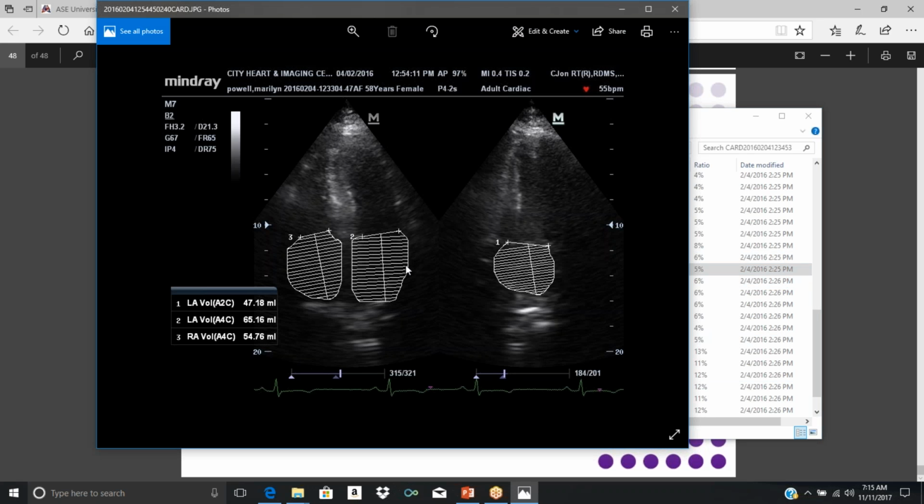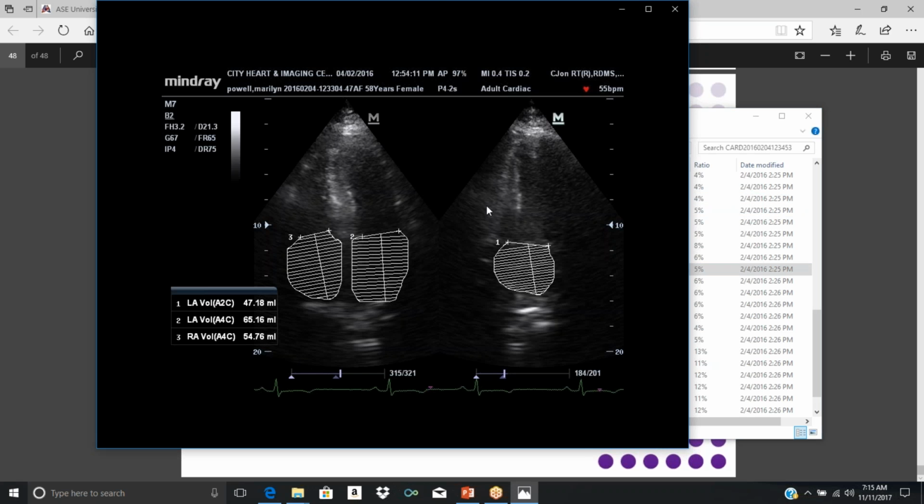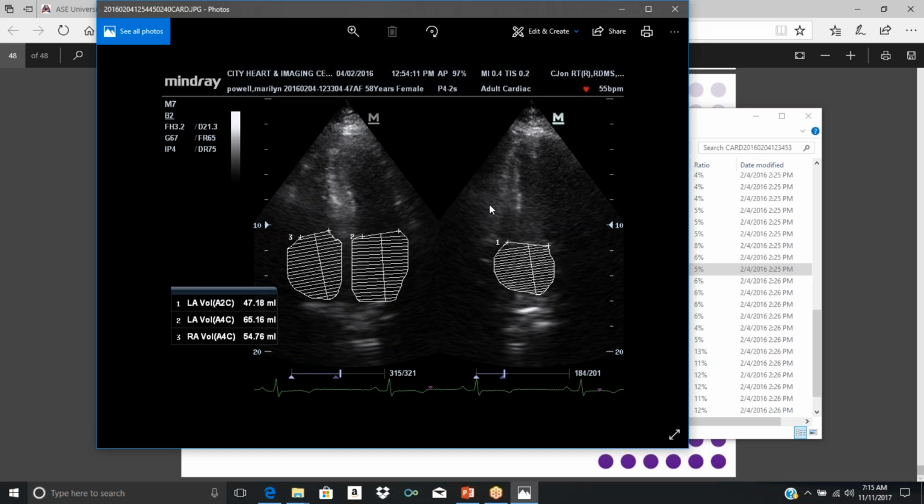And then we do volumes. You have not reached here yet, so we're not going to really discuss how you do volumes. Well, yeah, we should. The current recommendation to look at the size of the left atrium is to do left atrial volumes. We're moving away from linear measurements and doing volumes.